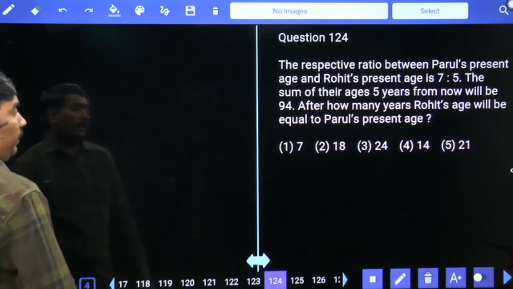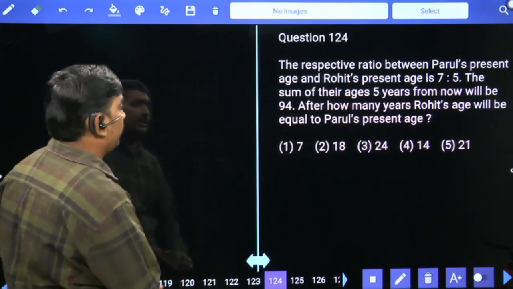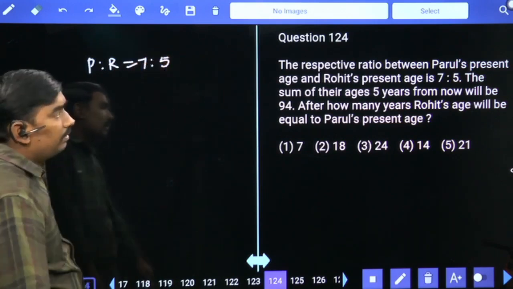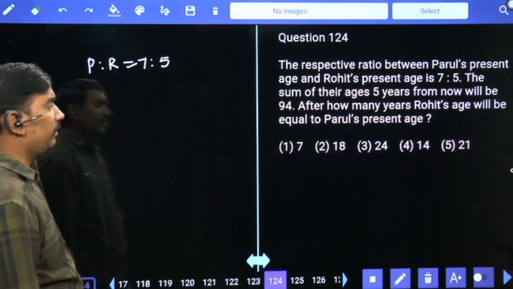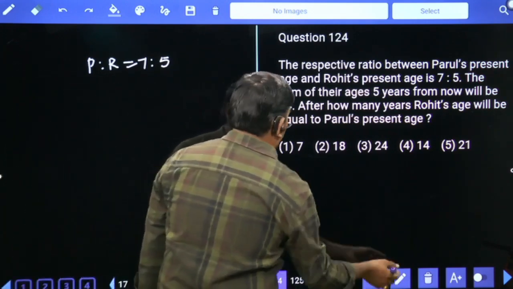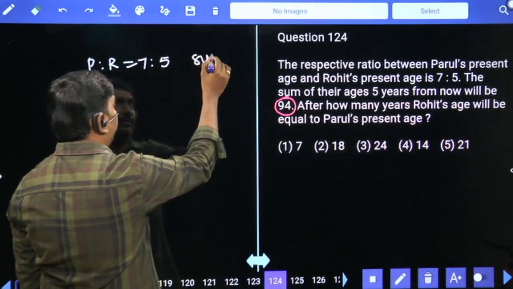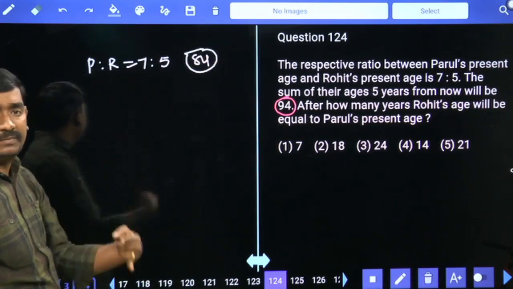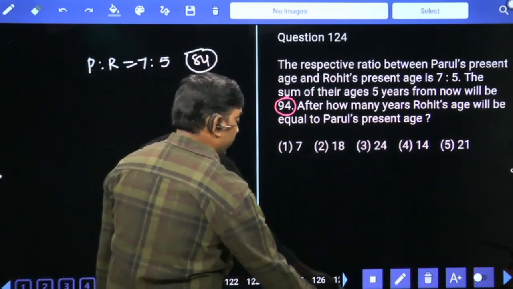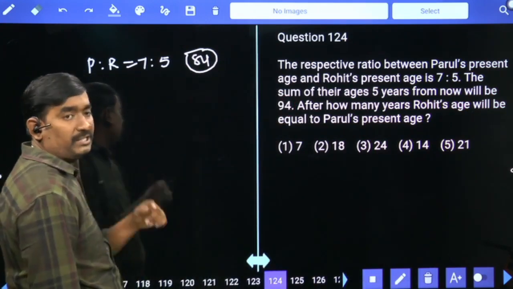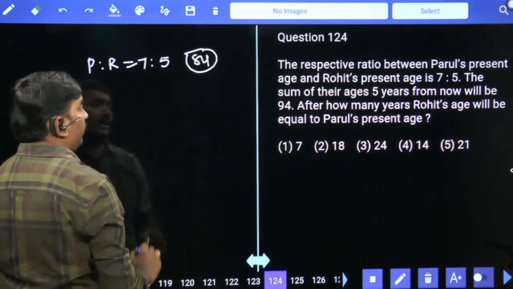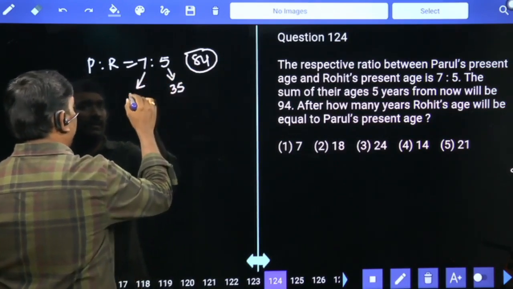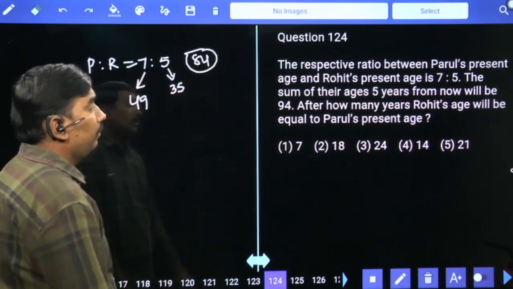The respective ratio between Paru's present age and Rohit's present age is 7:5. The sum of their ages after 5 years from now will be 94. After 5 years, 94 means at present we need to subtract 5 years for each of the 2 persons, total 10 years. 94 minus 10 means 84. 84 in the ratio of 7:5. 7 plus 5, 12 parts value 84. 1 part value 7. 5 sevens are 35, 7 sevens are 49. Rohit and Paru.